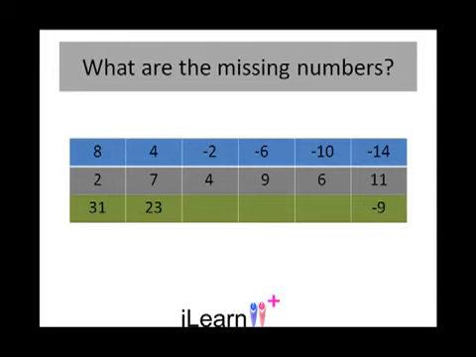Now let's have a look at the bottom row. See if you can work out this sequence. 31, 23, 15, 7, and 1. So that's take away 8.